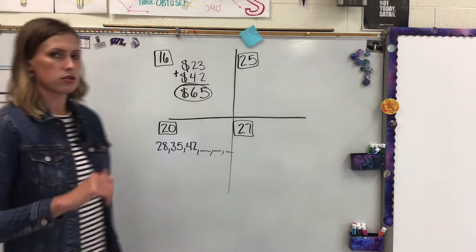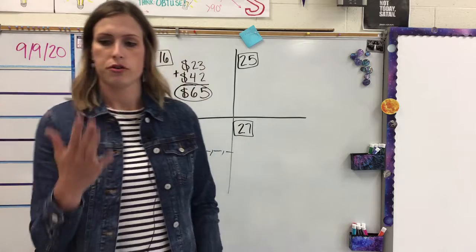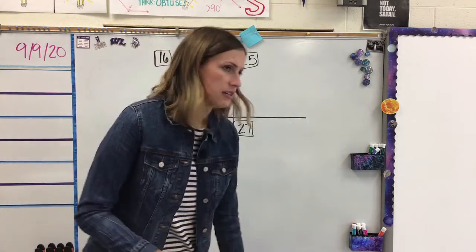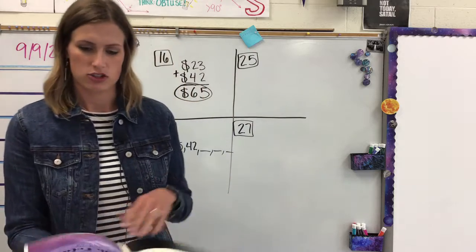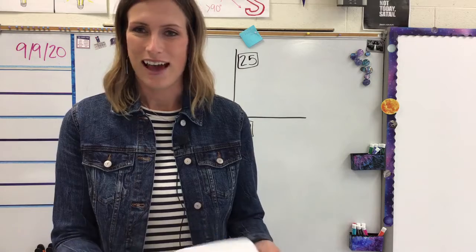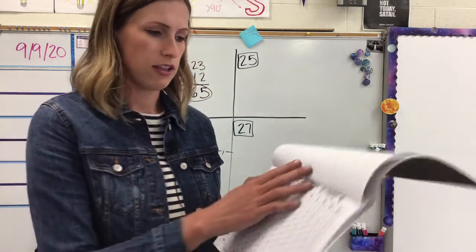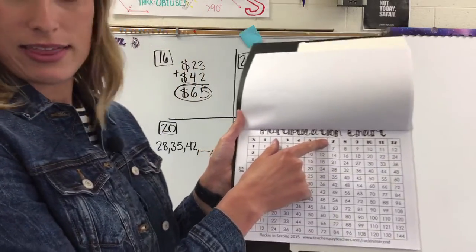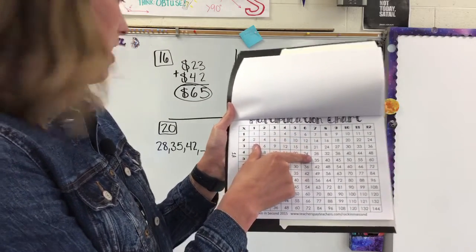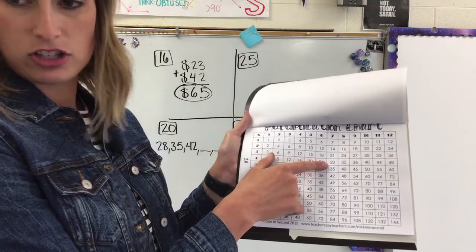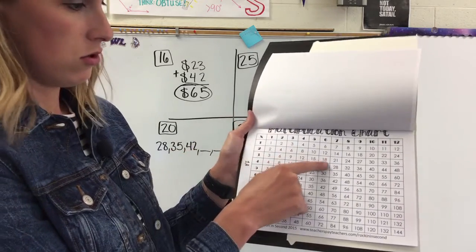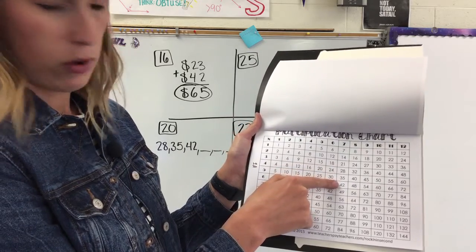So 28, 29, 30, 31, 32, 33, 34, 35. I went up by 7. So I think I'm counting by 7s. I'm going to double check in my multiplication chart. So my multiplication chart has actually counting by certain numbers. So if I look at 7 right here, and I think I'm counting by 7s, 7, 14, 21, 28, 35. Wait a minute. That matches. See it right behind my shoulder here? 28, 35, 42.